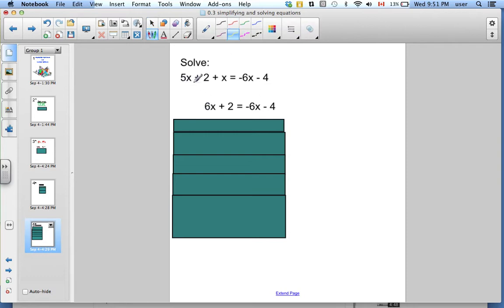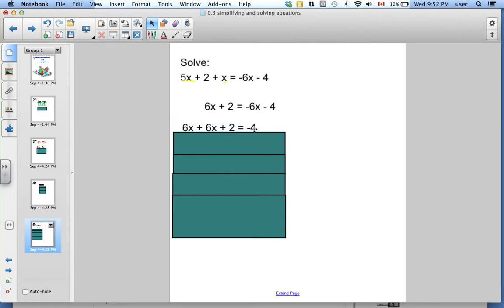So I have 5x and x. Those two combined together give us the 6x. So we added them together. Remember, if there's not a number there, it's a 1. And we leave our 2 there. The next one's negative 6x minus 4. So we did that. Now we want to get all of our x's on one side. So I left 6x on this one side. I had to bring this negative 6x to the opposite side. By doing that, it changes the sign. So it makes it positive. Plus 2 equals negative 4.